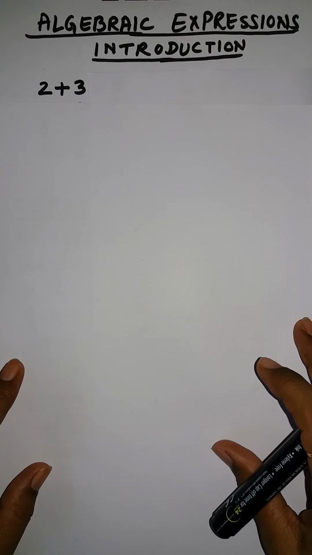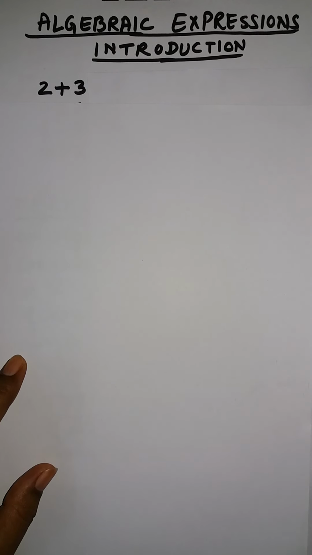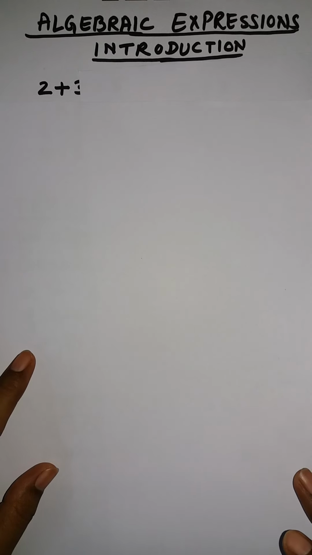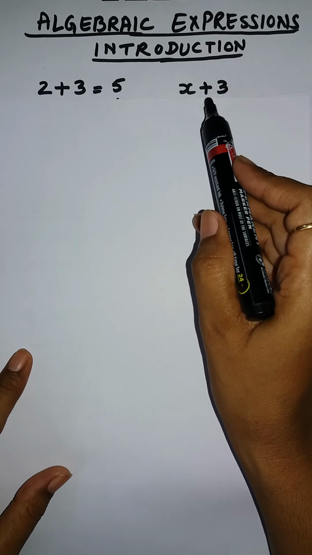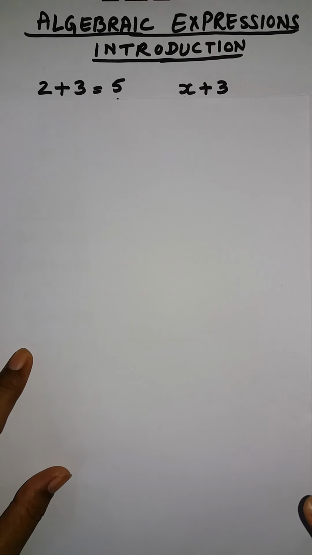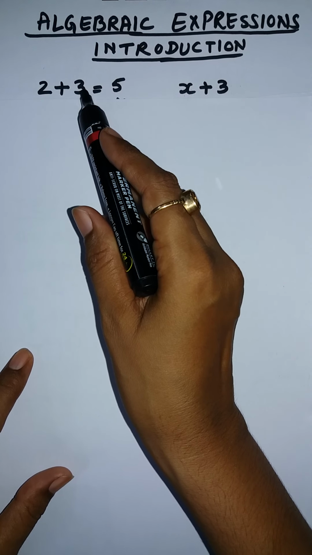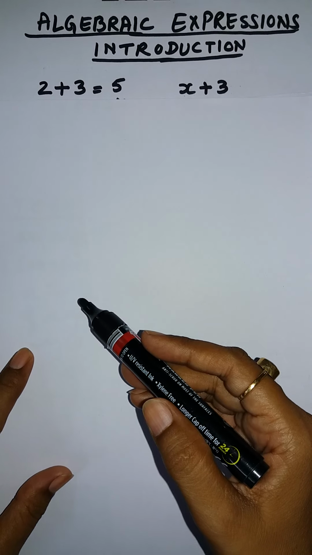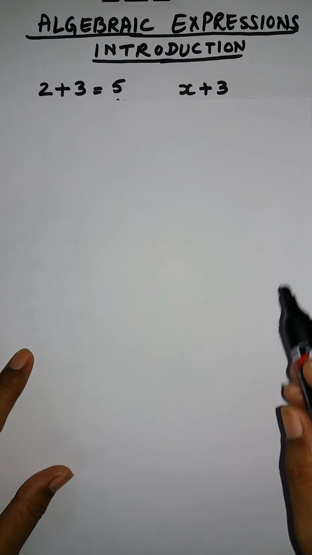Now, how do we write the sum of a number and 3 in a mathematical way? We can write it as x plus 3, where x can take any numerical value. As this expression also has a variable in it, it is called an algebraic expression. An expression consisting of numbers is called a numerical expression. One consisting of variables and numbers is called an algebraic expression.